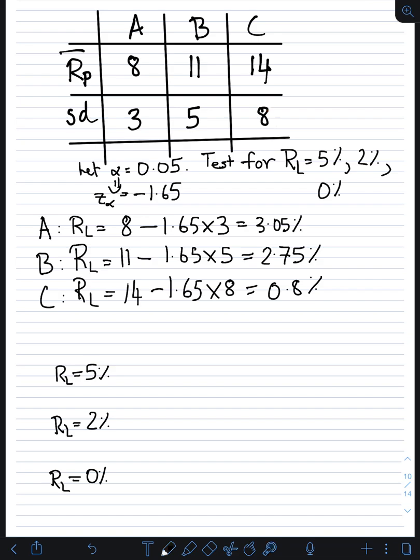So if our portfolio required minimum return was 5%, if we wanted to not fall below 5%, we can observe that none of these three portfolios meet 5%. If none of these three portfolios meet 5%, we don't choose any of them. We don't pick any of them. So we are indifferent, because it does not meet our requirements, because none of these portfolios are meeting our 5% cutoff.